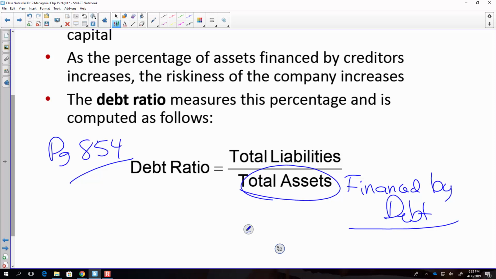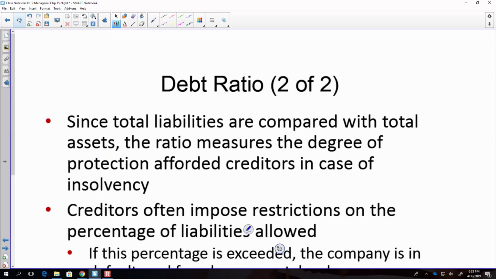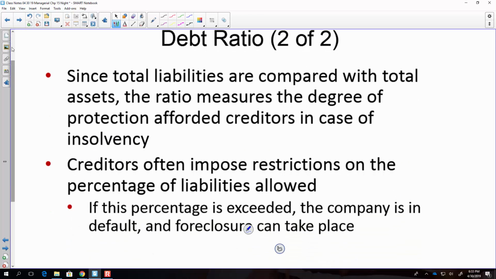A lot of farms are now, instead of buying their assets, just leasing their assets, right? Trying to keep that debt ratio down if they can. So, simple computation.